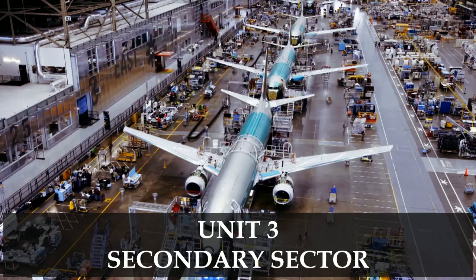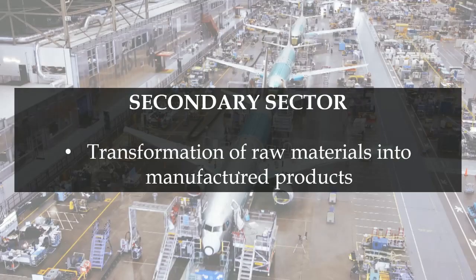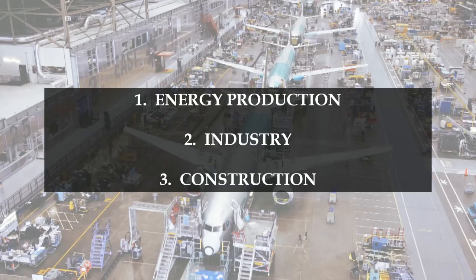Here we are with the Unit 3, the secondary sector. You should remember that the secondary sector is the sector of the economy that includes all the activities related to the transformation of raw materials into manufactured products. Raw materials are materias primas, manufactured products, productos manufacturados. So all these activities lie within this secondary sector.